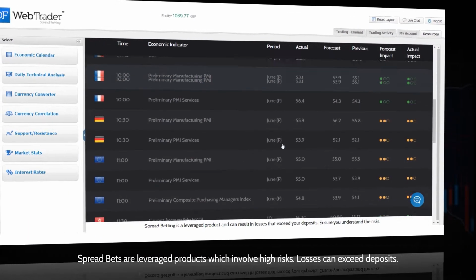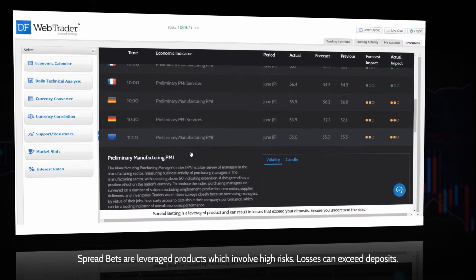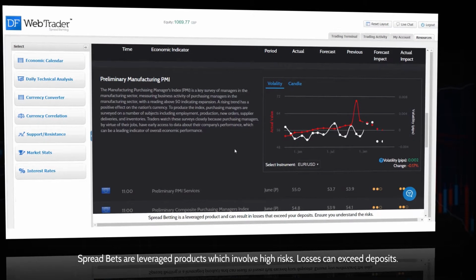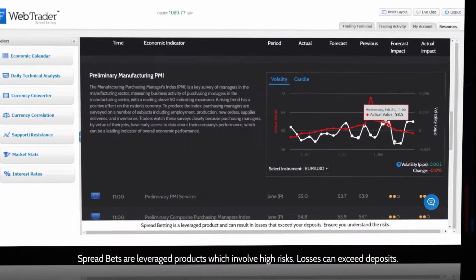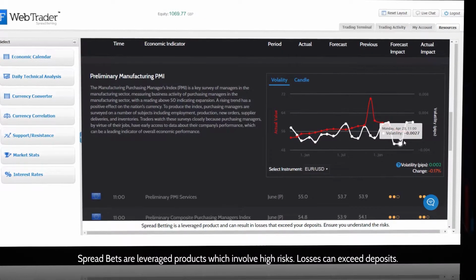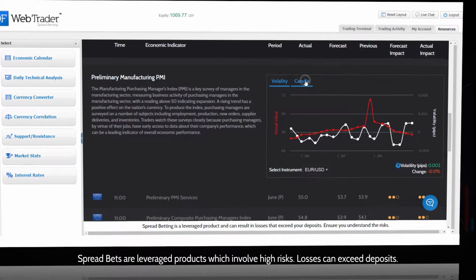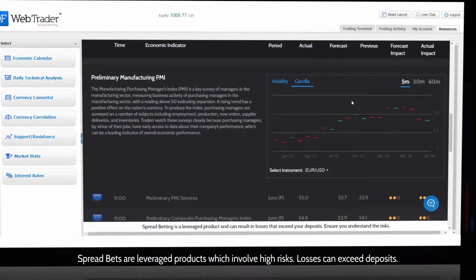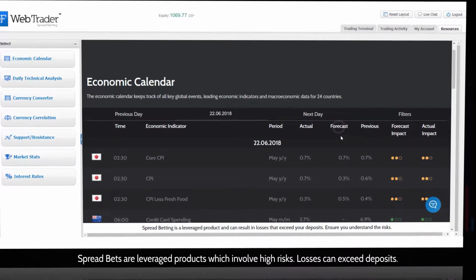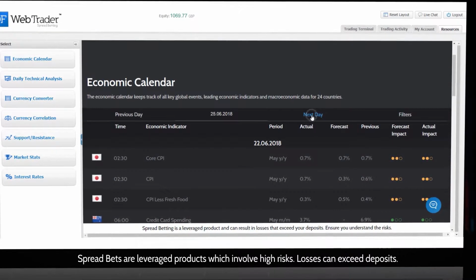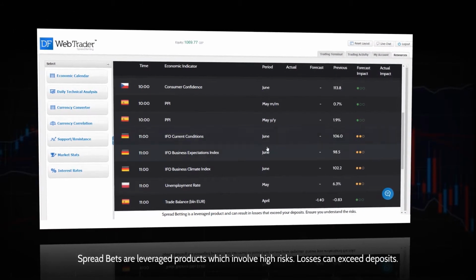In the economic calendar, you can find a schedule of key global economic events occurring within the next 5 days. Interactive graphs illustrate economic indicators, historical data, market expectations, actual values, and calculated volatility. The economic calendar is a vital tool for traders, which enables you to understand the impact of key market moving events, so you can better plan your trading strategies.